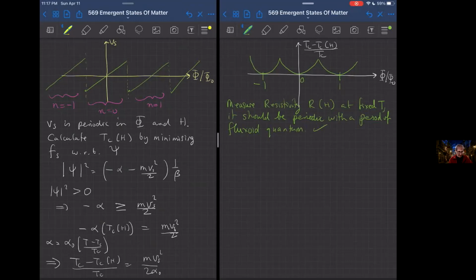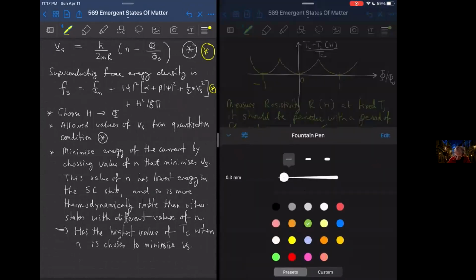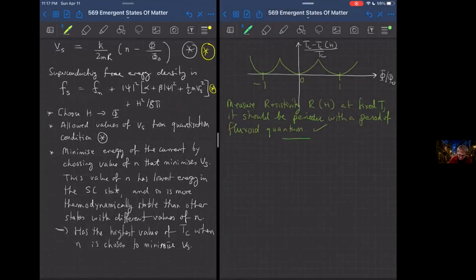So I want to go back and make a comment about this equation, which is doubly starred here, because I think when I was explaining it, I skated over it a little bit too quickly, and I want to end by just going back over that. So let's just recap why we get that Vs is equal to h bar over 2mr times n minus phi over phi naught. So let me try to explain that one more time.